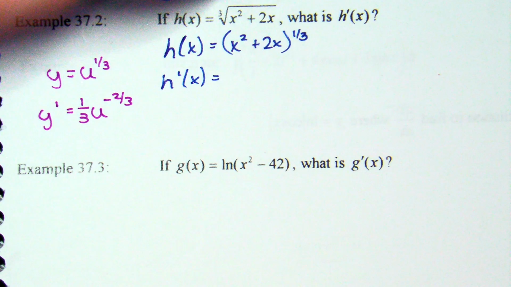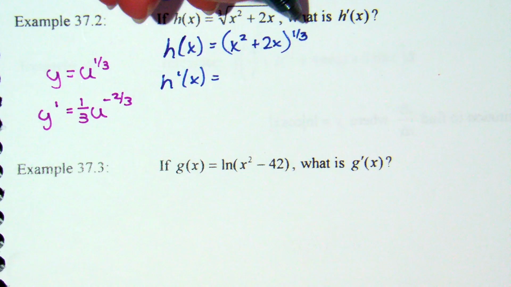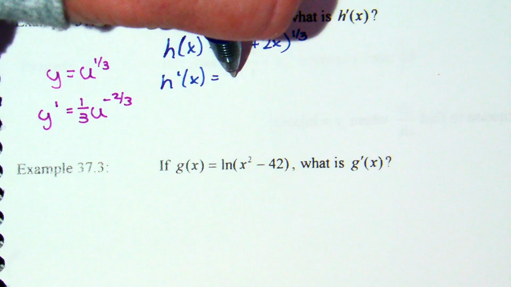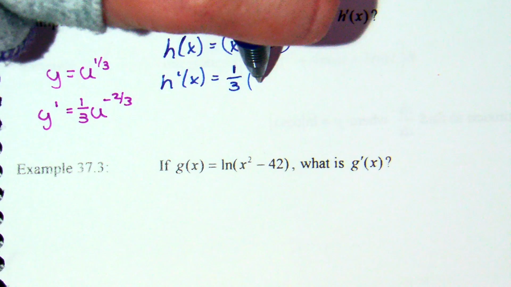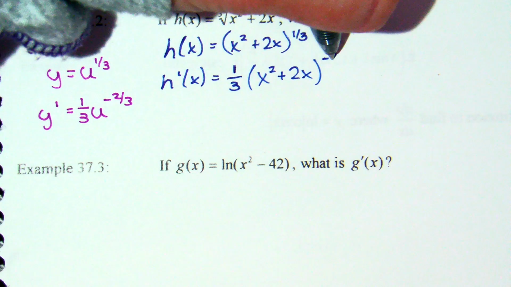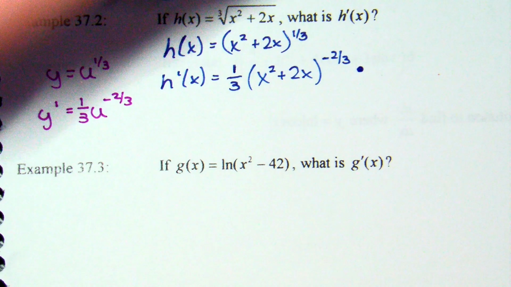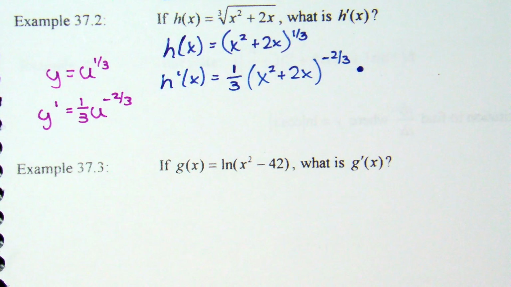Now, that is one appropriate answer. There are some other appropriate answers I want to talk about. What do you notice about 2x plus 2? Again, there is a GCF of 2, and what's already out front? A 1/3. So you could do 2 times 1/3 out front. 2 times 1/3 is 2/3, and then you can have times x squared plus 2x to the negative 2/3 times x plus 1. That is an acceptable answer.